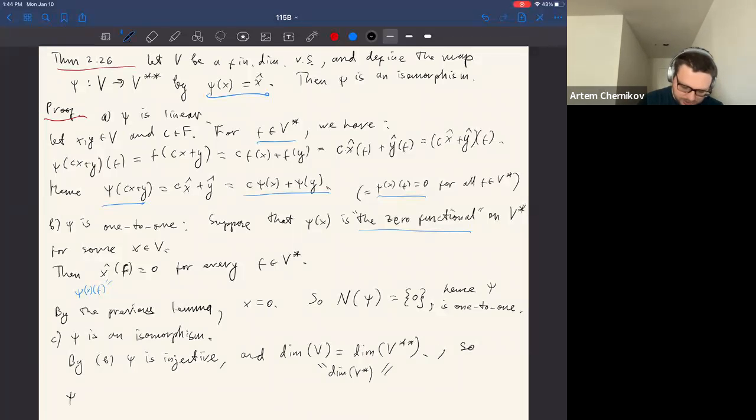So psi is also a bijection. And that's precisely what we needed to establish that it is an isomorphism. Okay, so this shows that we get an isomorphism between the vector space V and its double dual V star star.